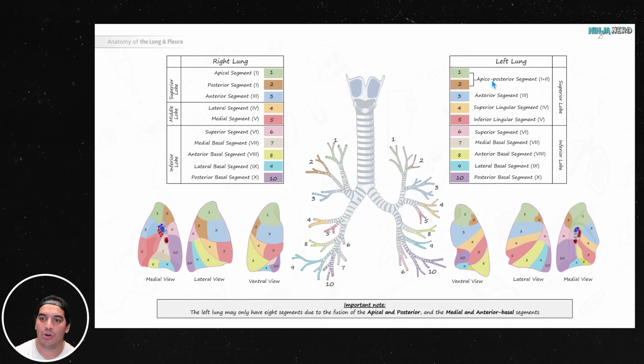Again, apical and posterior segments can fuse, but you know what else can? The medial and the anterior basal segments can also fuse. So if just these fuse, that's going to give you 9. If these and these fuse, that's going to give you 8. And if none of them, you may have 10. So that's why it's somewhere between 8 to 10 in the left lung and usually 10 in the right lung.